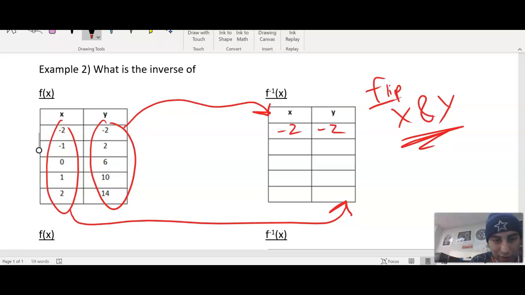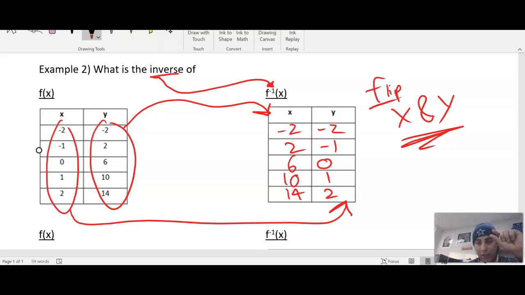The second one right there, negative 1 comma 2 is now 2 comma negative 1. Just flipping the order. 0, 6 is now 6, 0. 1, 10 is now 10, 1. 2, 14 is now 14, 2. Cool. So to flip a table, that's the inverse. And remember that little negative 1 right there. Inverse is the little f inverse, f with a little negative 1.